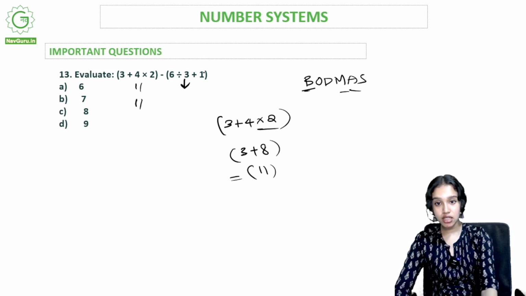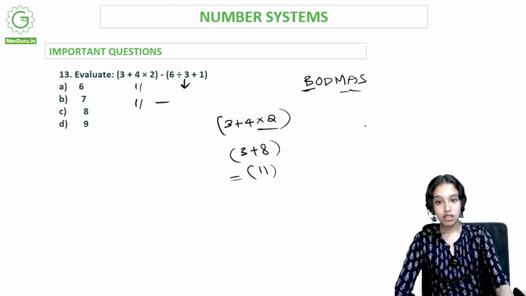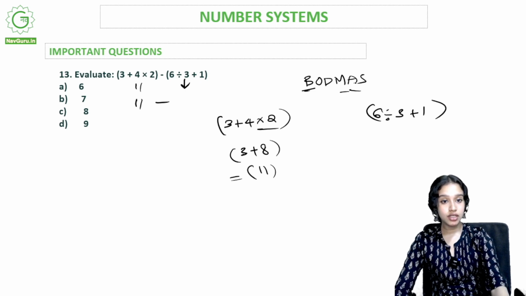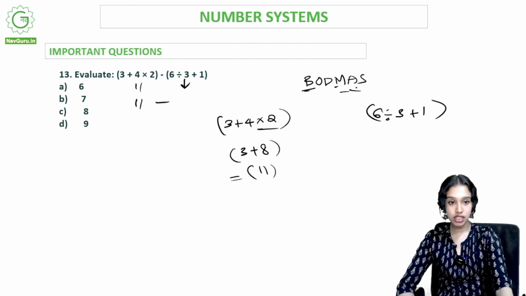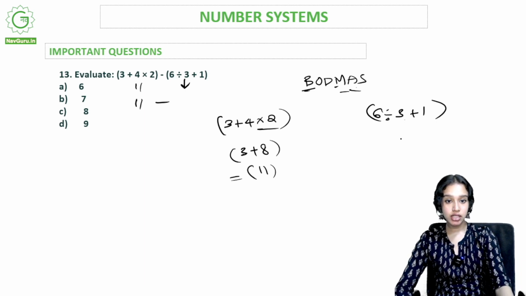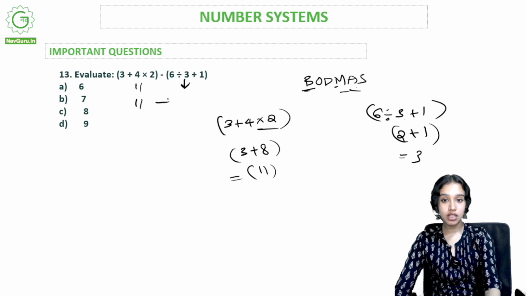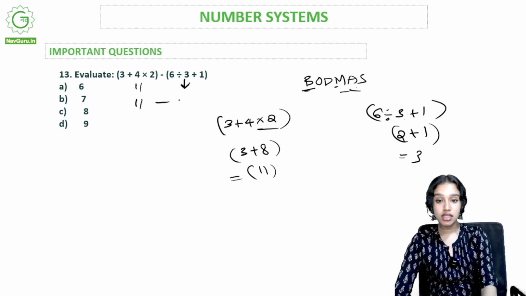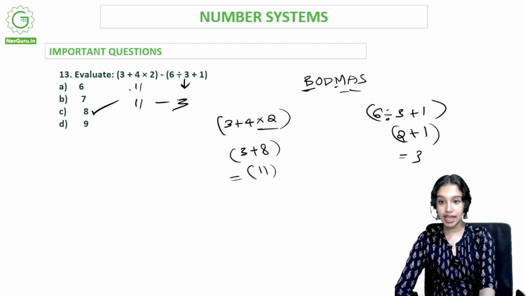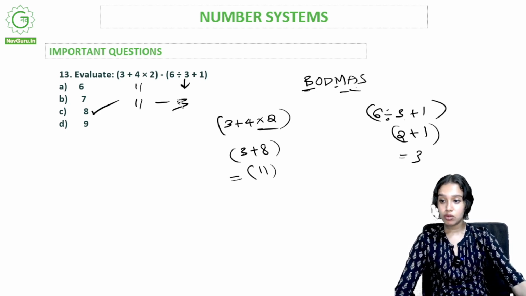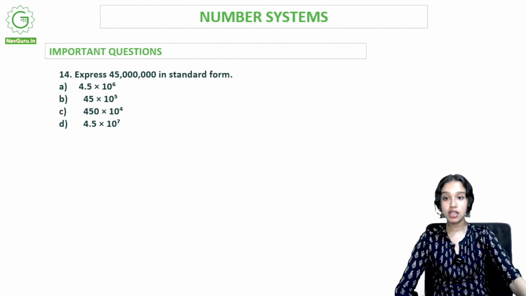And let's see the other bracket. 6 divided by 3 plus 1. So division first and then addition. 6 divided by 3 is 2, plus 1 gives us 3. So for the final answer, it's 11 minus 3, which gives us 8. Moving on to the next question.